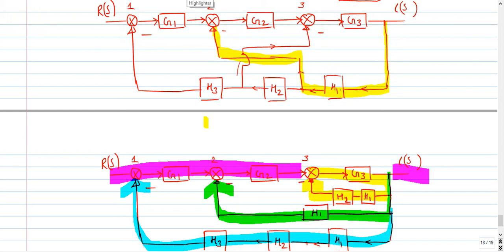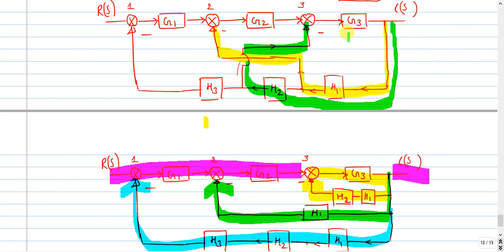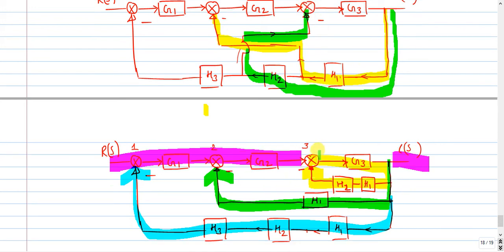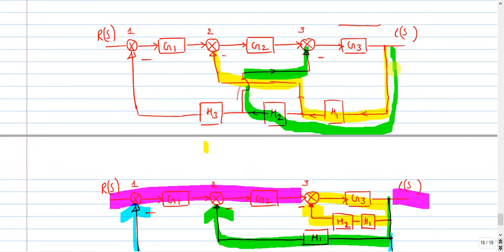Next loop, I have this, let me write in the same loop, H2. So this is the second loop, following with H1, H2, and coming back to the third summing point. I have written the same, and the final one is H1, H2, H3 coming to the last.